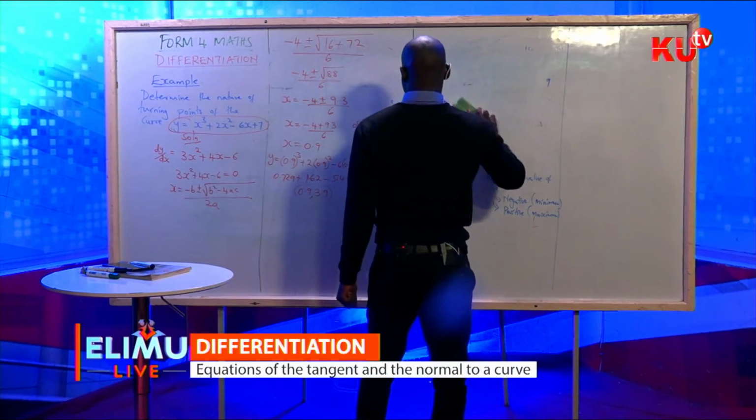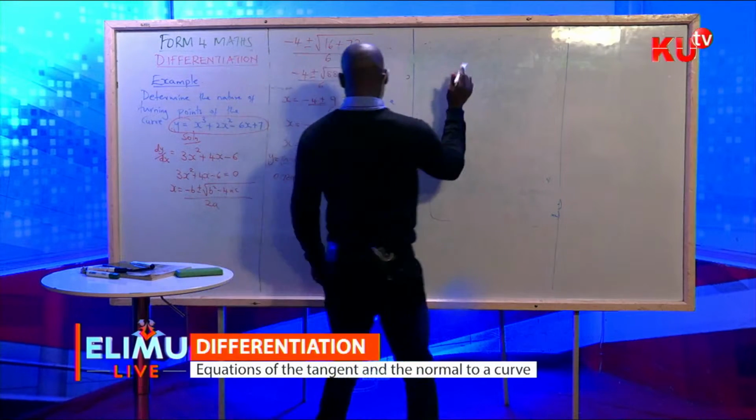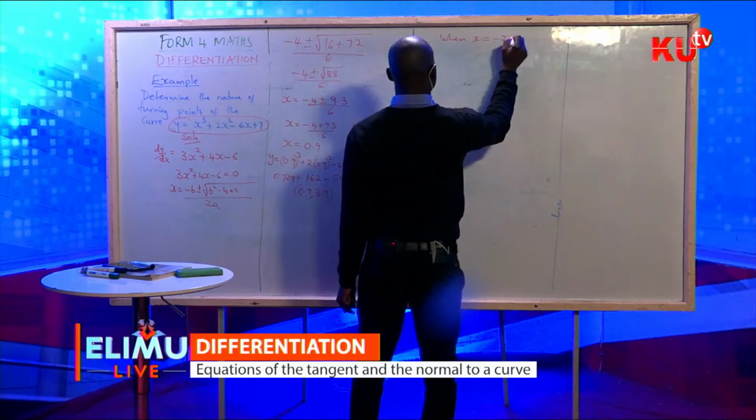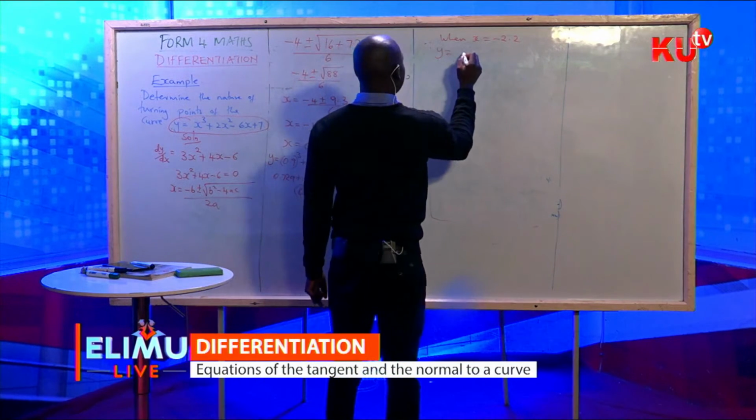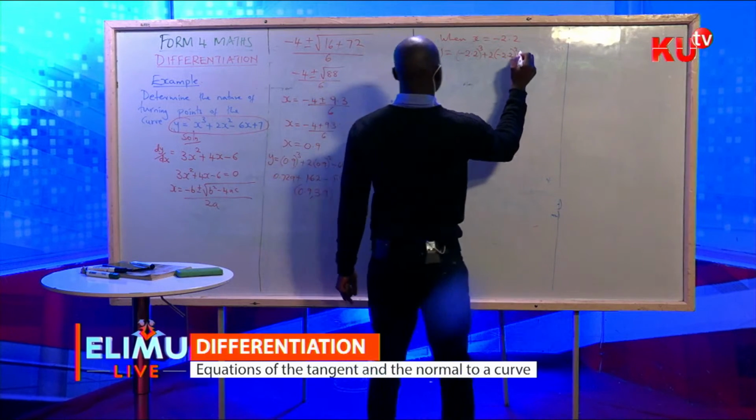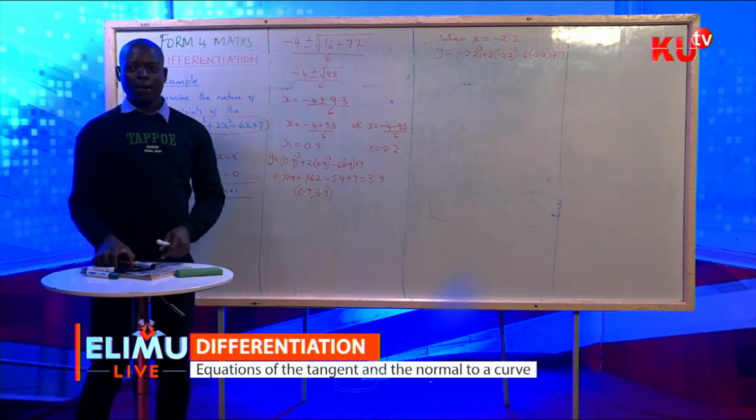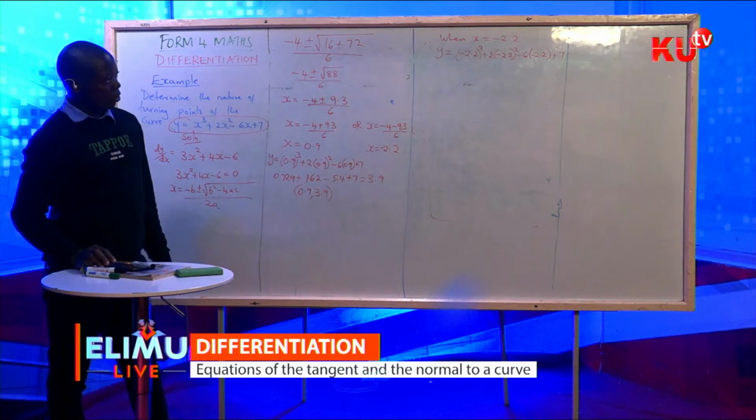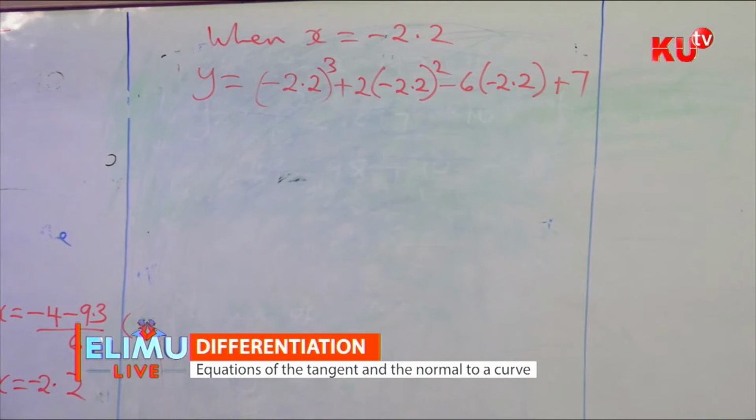Let's look at the value of y when x is negative 2.2, because we have to get both. So when x is negative 2.2, we will replace it again in the function for y. So we shall have y equal to negative 2.2 cubed plus 2 into negative 2.2 squared, minus 6 into negative 2.2 plus 7. So again, let's do the substitution. 2.2 cubed gives us 10.648.